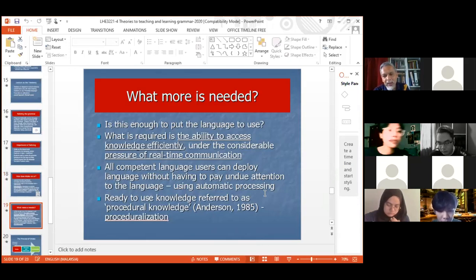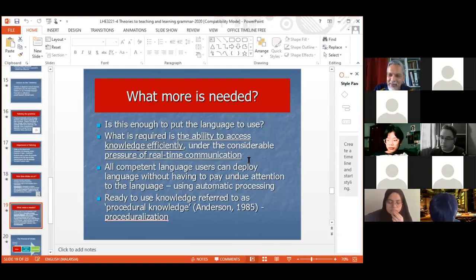Okay. What we need is also the ability to access knowledge efficiently, under considerable pressure of real-time communication. If you really want to be a good user of the language, you have to bear in mind real-time communication and all the pressure involved in real-time communication. Okay, so in the classroom, it's a very controlled environment, a very safe environment, because the teacher is very patient, the teacher allows the students a lot of time to talk and form their sentences.